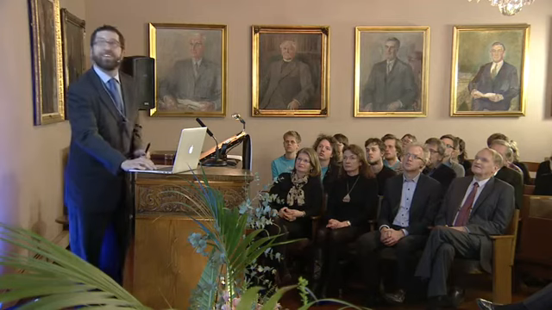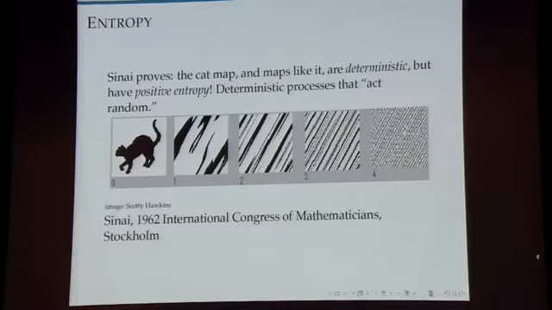So you'll notice there's one dynamical system I put on the slide, which I haven't discussed yet. So let's bring back the cat. And Sinai proved something quite remarkable. He showed that maps like the cat map, not just this particular map, but a whole class of maps called Anosov diffeomorphisms of the torus, have positive entropy, like the random walk.